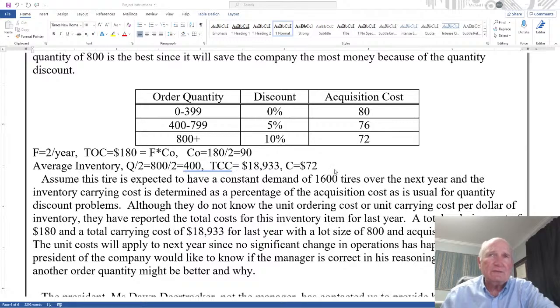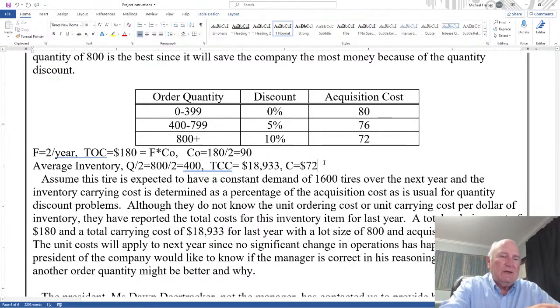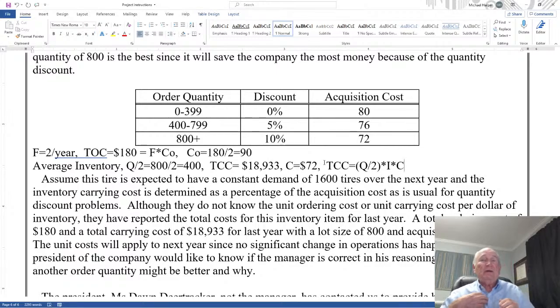What about the carrying cost? Well, we know the total carrying cost equals Q over 2 times I times C, because remember, there's no safety stock. So we have I as a cost per dollar. Well, we know what Q over 2 is, 400. We know TCC is this. So now we can solve for I.